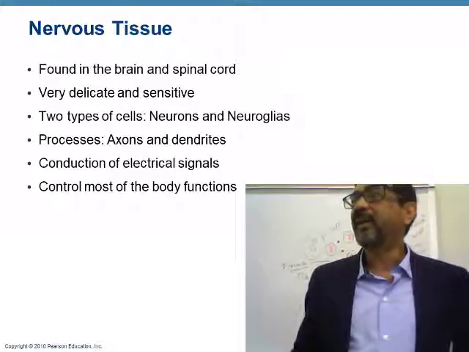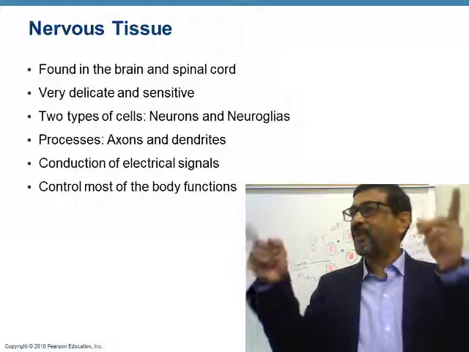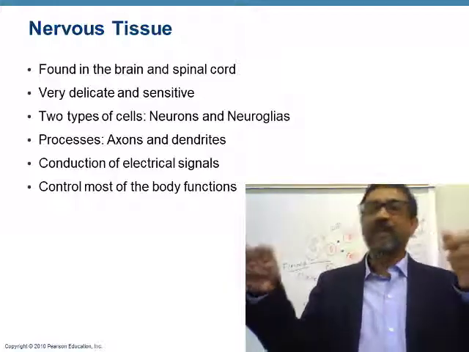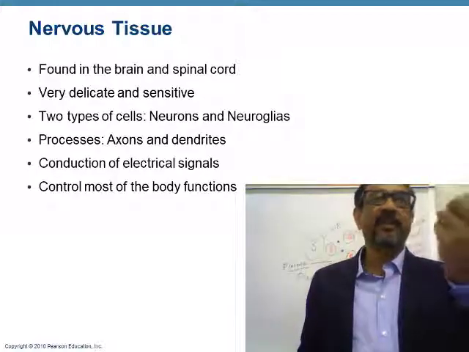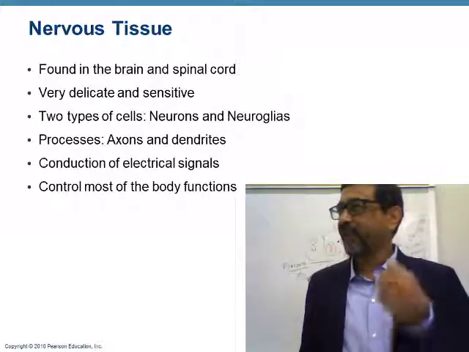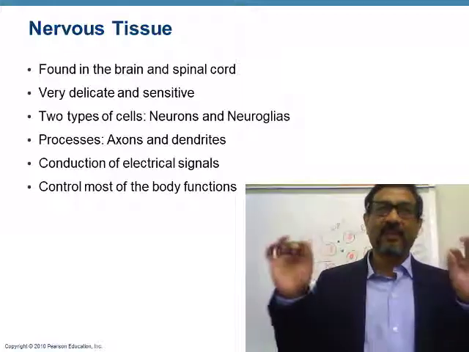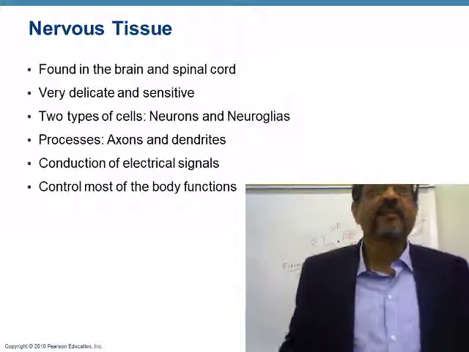Function of the nervous tissue in one sentence. If I ask you, tell me in one sentence, what's the function of nervous tissue? You'll say production and transmission of electrical impulse. Okay, generation and transmission of electrical impulse. In one sentence, that will be a good answer.